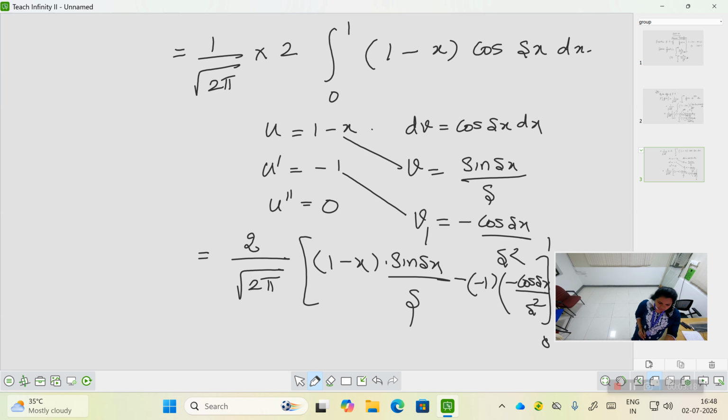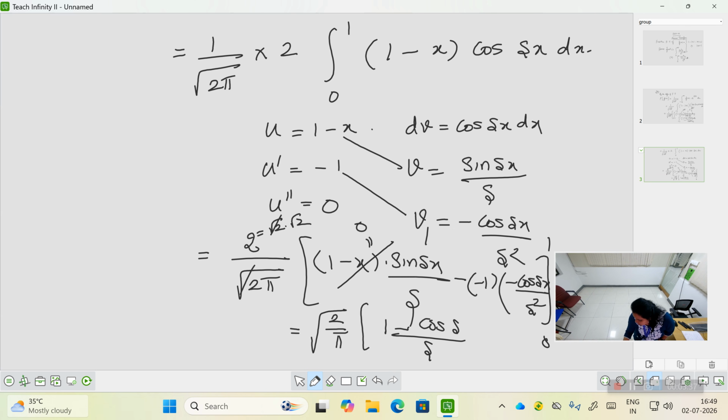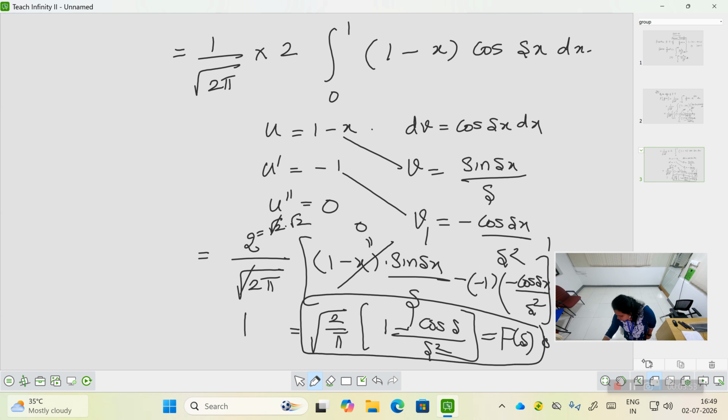We can replace 2 as √2 into √2, so one √2 gets cancelled. So you will get √(2/π). This value automatically vanishes, so you are left with only this term. So you get (1 − cos s)/s². This is the value for F_s. Knowing this in your mind, we will calculate the subdivisions.